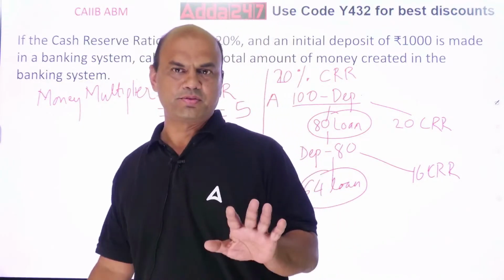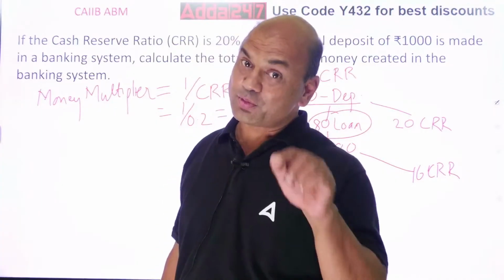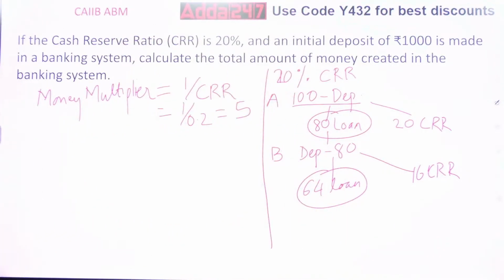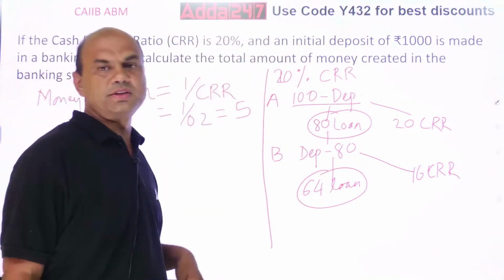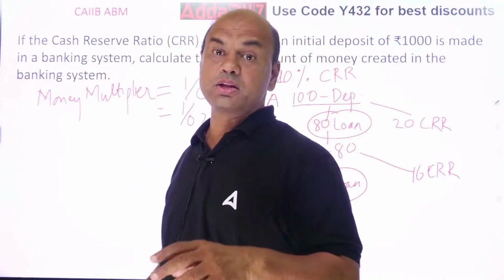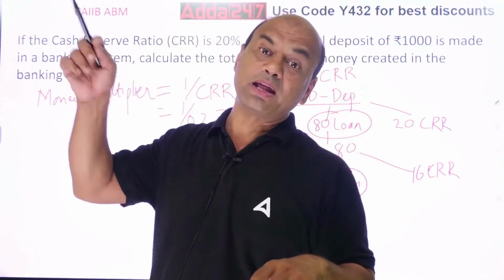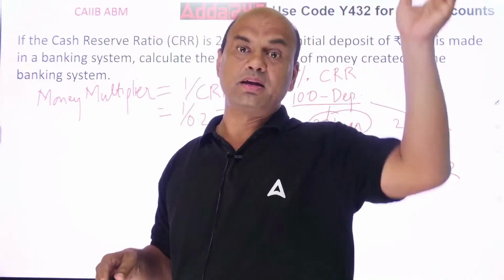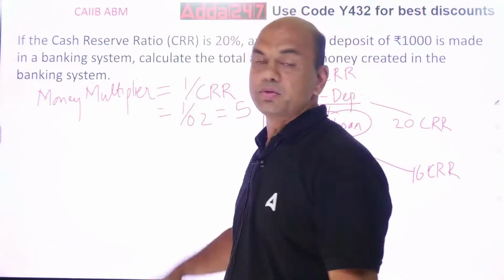Money multiplier is 5. Okay. So now the question is, what is the amount created in the banking system? Right? That is the question. Using this deposit, some 1000 rupees deposit. If I make a 1000 deposit in the bank, what is the amount created in the entire banking system? Bank A, Bank B, Bank C, Bank D, like this. What is the amount created?